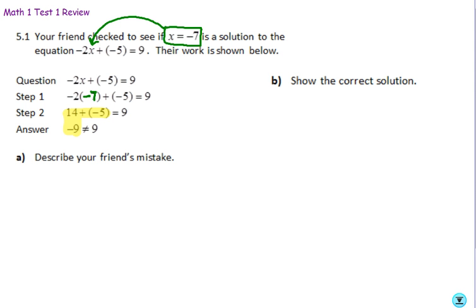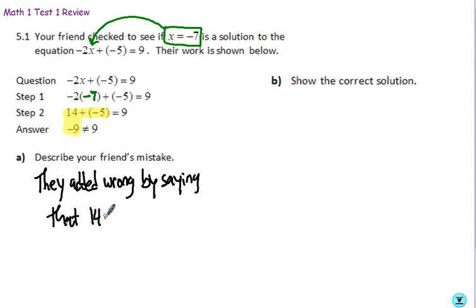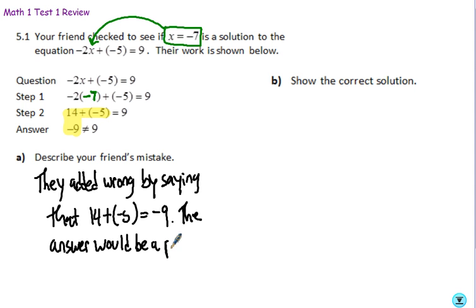So what we could say here is that they added wrong by saying that 14 plus -5 is equal to a -9, which is not true. The reason behind that is that the answer would be a +9, since the bigger number, which in this case is 14, is positive.